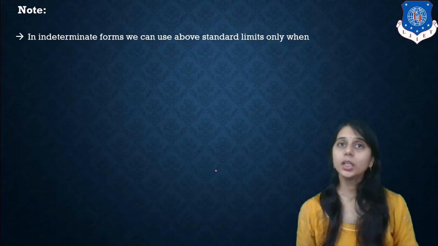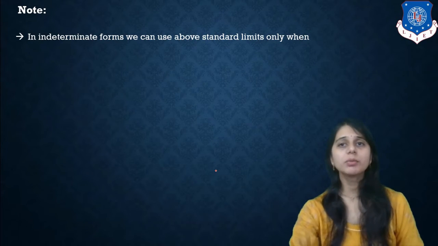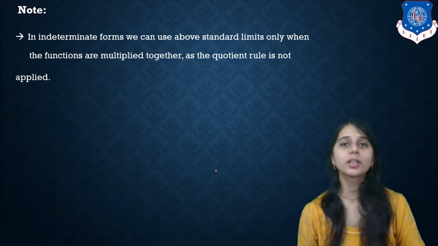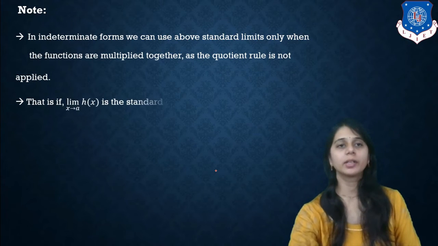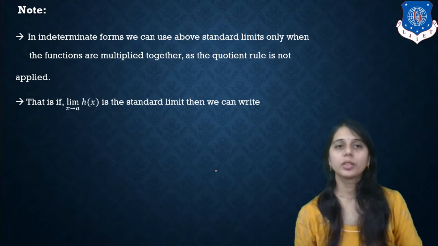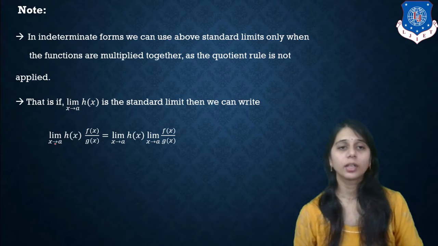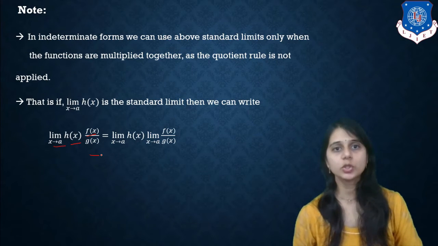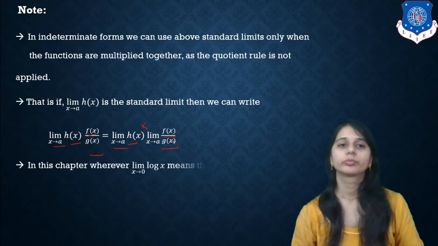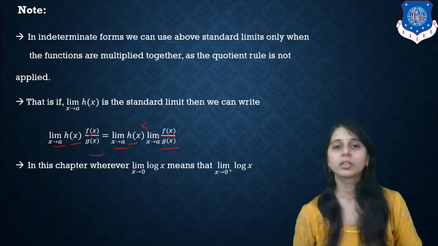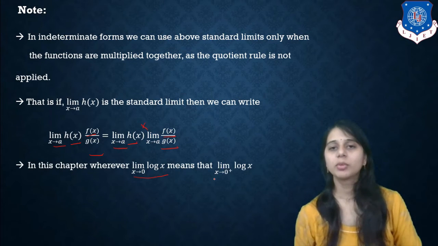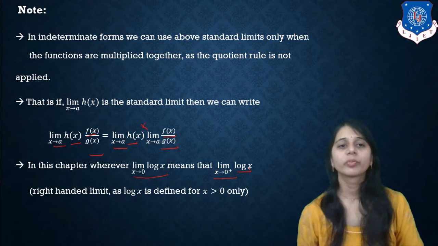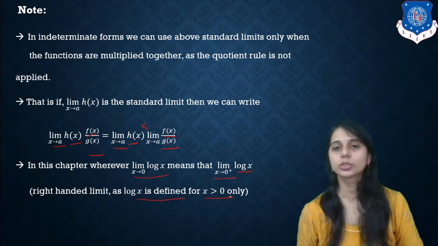Note: in indeterminate forms, we can use the above standard limits only when the functions are multiplied together, as the quotient rule is not applied. The rule is that if limit x tends to a h of x is a standard limit, then we can write limit x tends to a h of x times f of x upon g of x as limit x tends to a h of x into limit x tends to a f of x upon g of x. In this chapter, wherever limit x tends to 0 log x appears, it means limit x tends to 0 plus log x, the right hand limit, as log x is defined for x tends to 0 plus only.